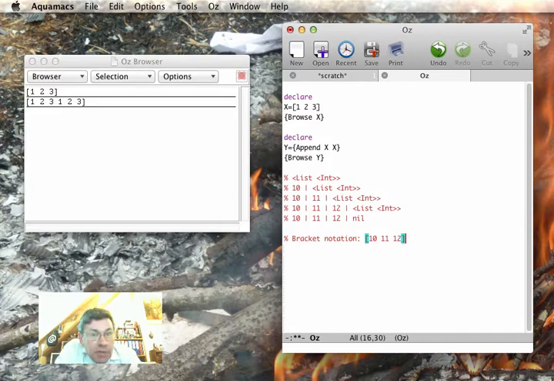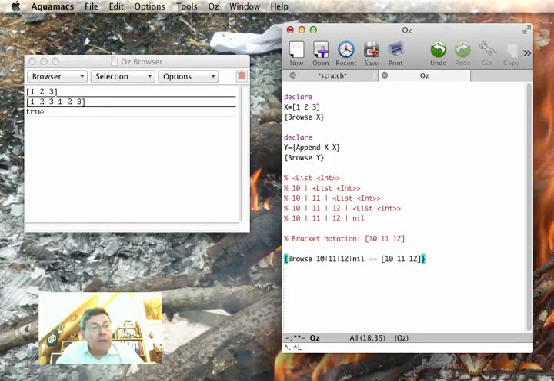But I have to emphasize that inside of the system's memory, the two lists 10 bar 11 bar 12 bar nil and bracket 10 11 12 bracket are exactly the same. And I can verify this by comparing them. So I do a browse, I do 10 bar 11 bar 12 bar nil equal 10 11 12. I execute this and the system replies true. For the system, there is no difference between these two.